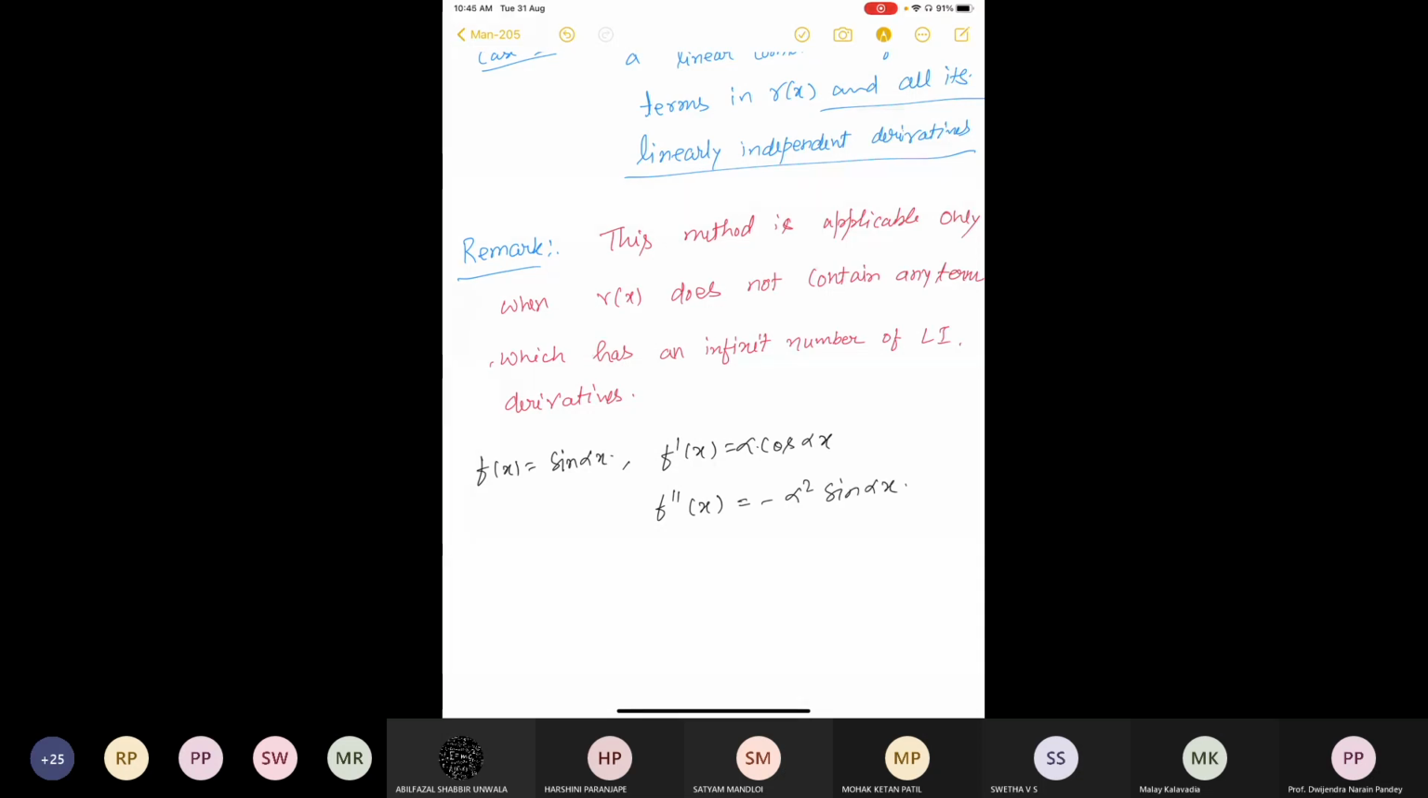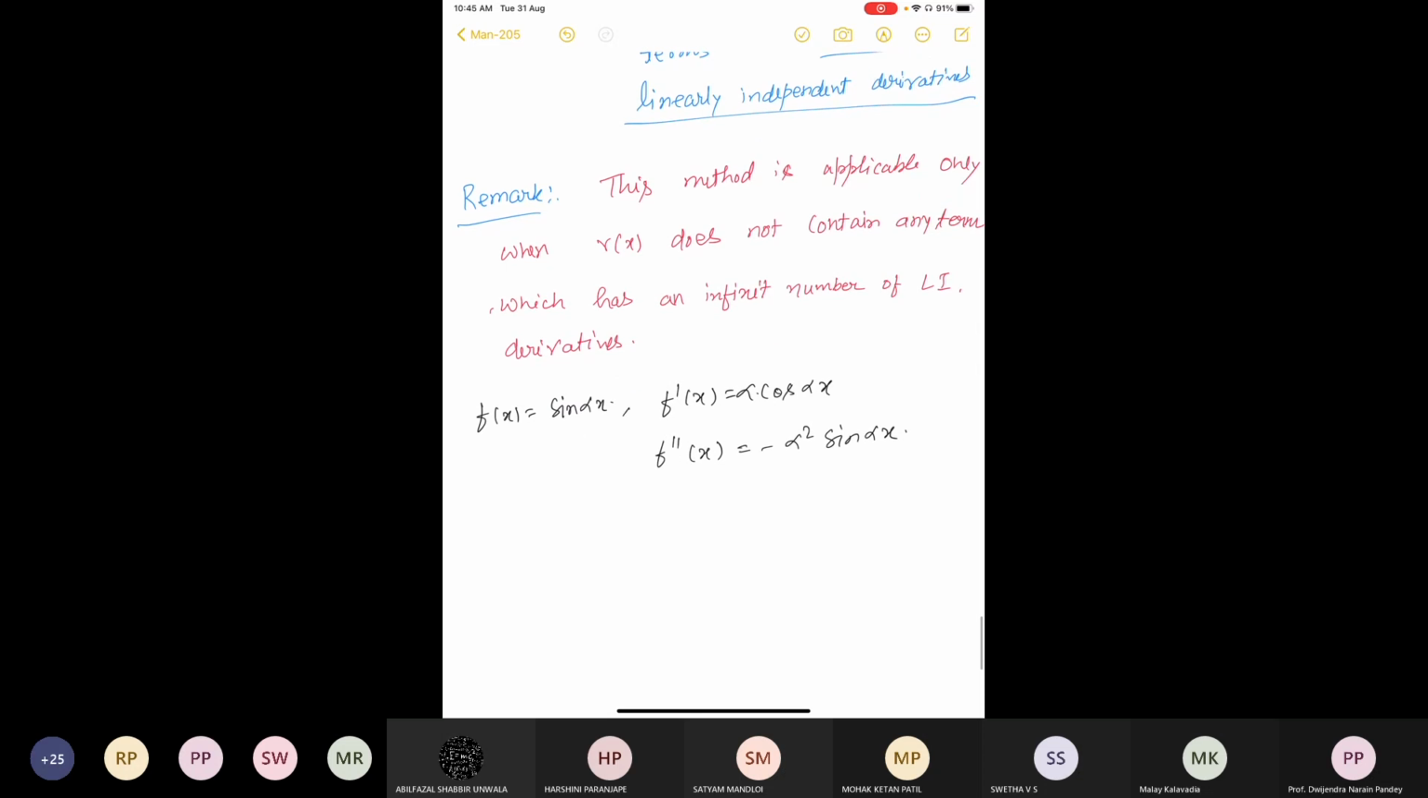We can keep on finding the derivatives, but if you look at them, it forms only finitely many linearly independent derivatives. Here we have only sin(alpha x) and cos(alpha x). These are the only possible derivatives of f(x) which can be linearly independent. So it is having only finite linearly independent derivatives. Are you getting this point? That this f(x) equal to sin(alpha x) has finitely many linearly independent derivatives.